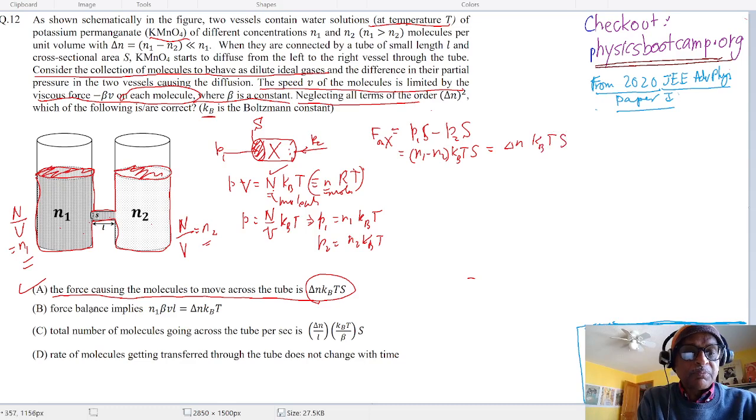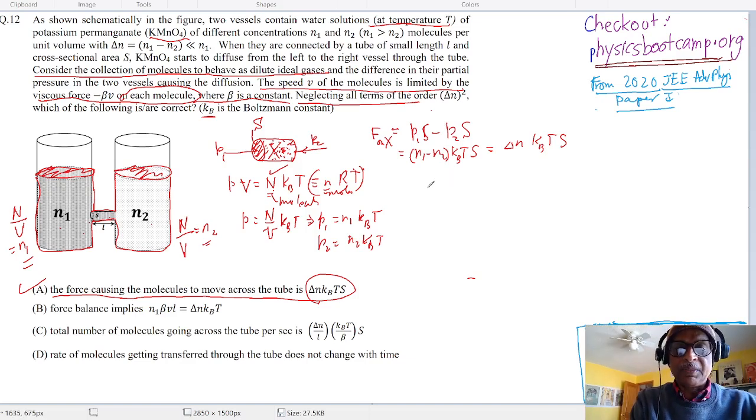Next is force balance implies this. So the viscous force is on all the molecules, so we have to kind of add them up, right? So this is the external force and then the internal force. They're going to have to balance on each one of the molecules, right?